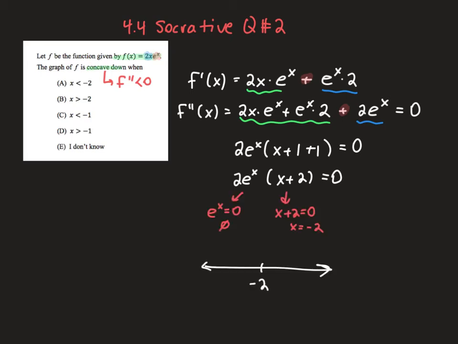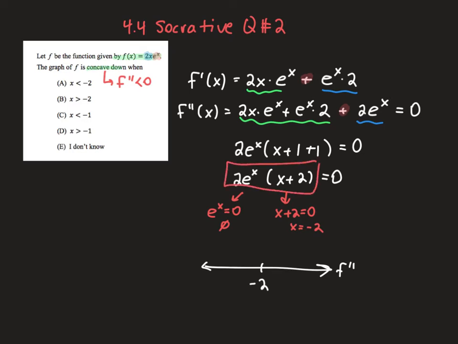That negative 2 goes on my sign chart, and this is the sign chart for f double prime, because the sign of f double prime will tell me where f is concave down. I pick a number from each test interval. My first interval is less than negative 2. I would pick something like negative 3, and I would put it into my factored form of f double prime. That's this guy right here.